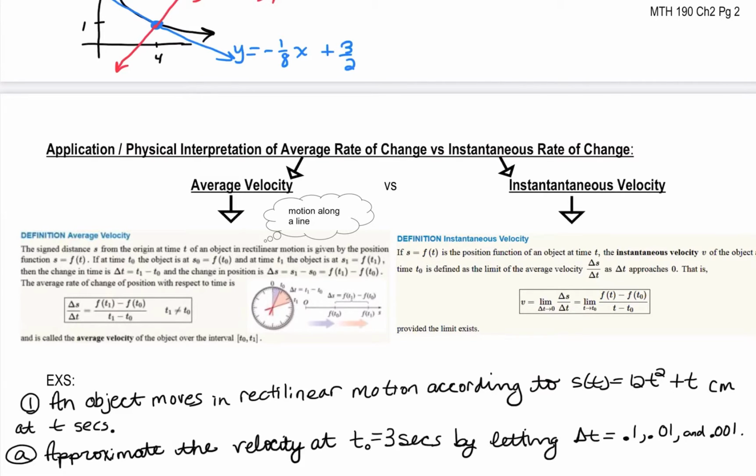And so in this case, this is our t sub 0. And we're going to let our change in t be 1/10 of a second, 1/100th of a second, and 1/1000th of a second. So let's get to it here.